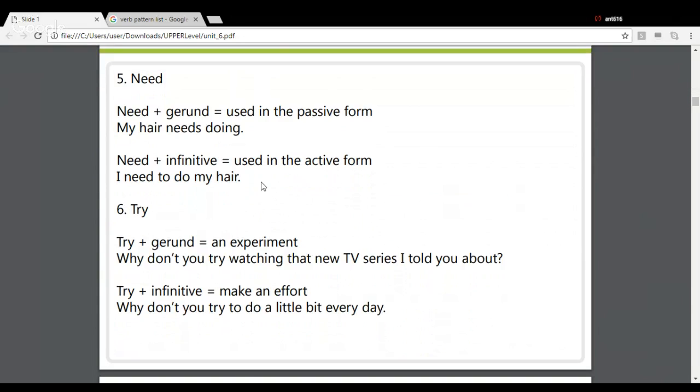Okay. All right, good. So when you're ready, read about try. Good. Try plus gerund equals an experiment. Why don't you try watching that TV series I told you about? Try plus infinitive equals make an effort. Why don't you try to do a little bit every day? Okay, I'm waiting for this to digest in your head. Do you have any questions?